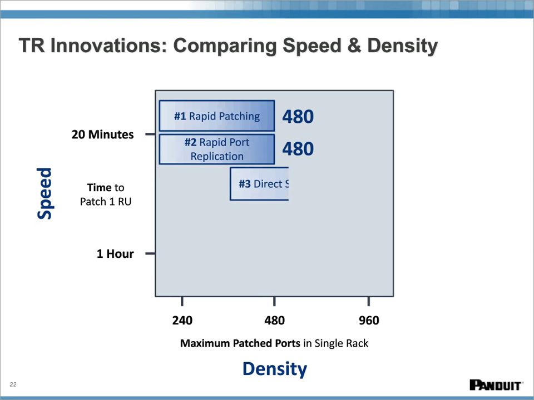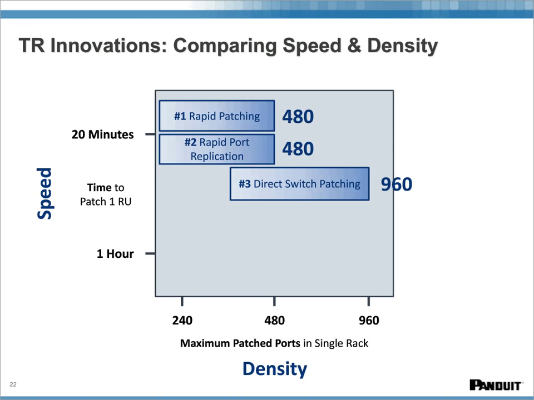Moving on with our direct switch patching. Wow. Now we've really shifted the density, you can see, with it covering everything from in the mid 300s up to even 960 ports, patched ports in a single rack. It's also fairly fast because, as you can remember from the direct one-to-one patching, there's no manager to use. The cords are very short, and you're holding in one hand both ends of the cord at a time.